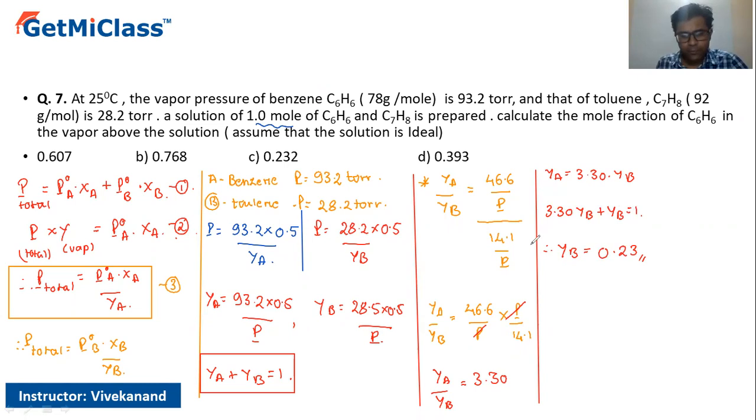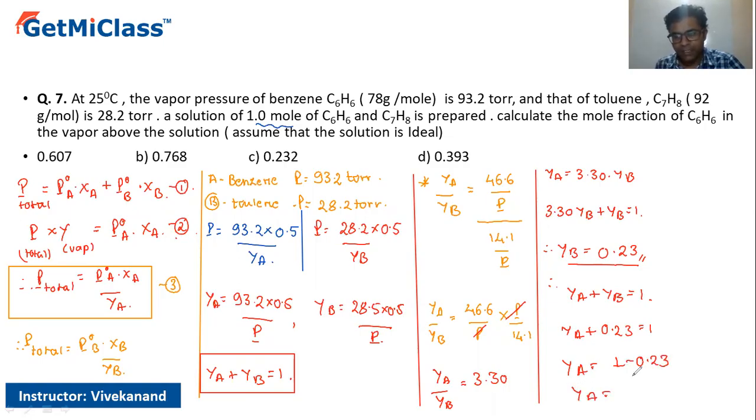All right. Now, what is remaining is the value of YA. YA plus YB should be equal to 1. So YA plus 0.23, because 0.23 is the value of YB, is equal to 1. So YA is equal to 1 minus 0.23, and we have the final answer: YA becomes equal to 0.77.